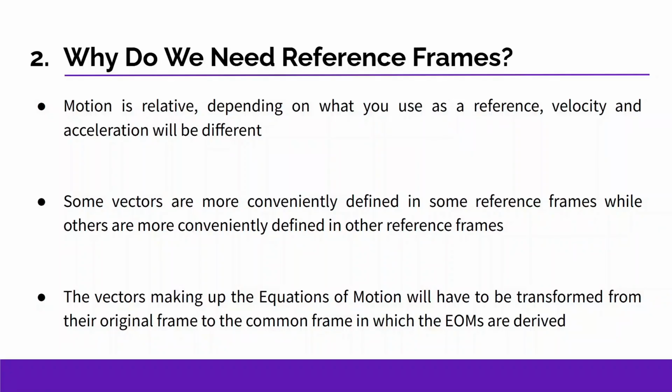The reason why we use different reference frames in aerospace is because some vectors are more conveniently defined in some reference frames, while other vectors are more conveniently defined in different reference frames. Ultimately, when you're going to be deriving the equations of motion, all the vectors will have to be transformed from their original frame to a common frame so that the math can actually add up.